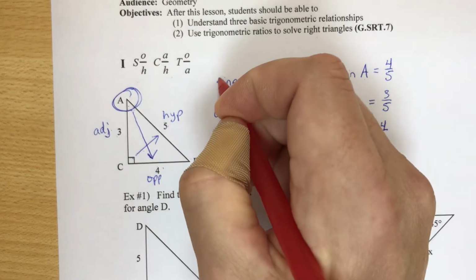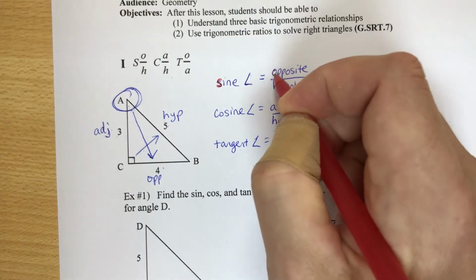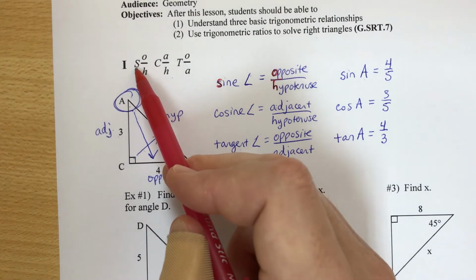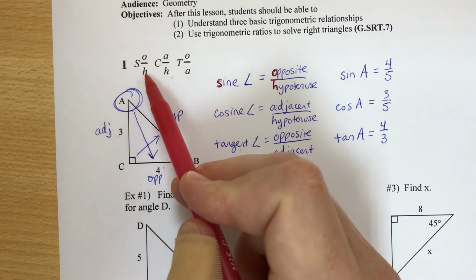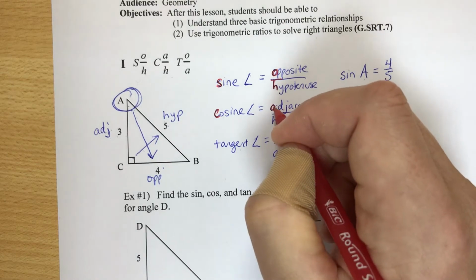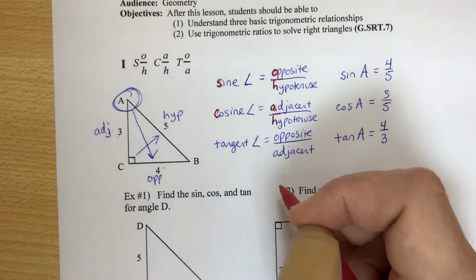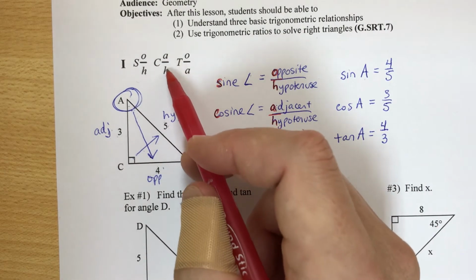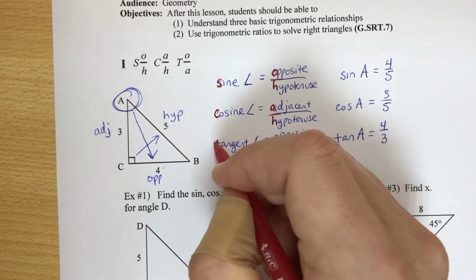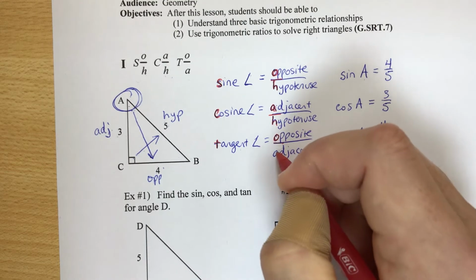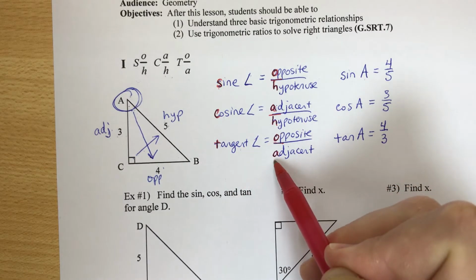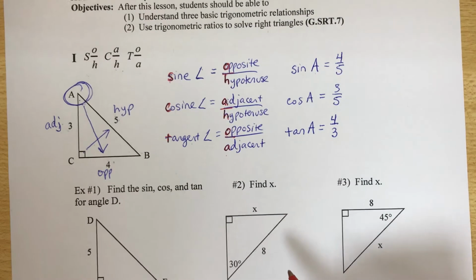S stands for sine, opposite over hypotenuse. There's your so. The sine is equal to the opposite divided by the hypotenuse. The cosine C is equal to the adjacent length divided by the length of the hypotenuse. So that's AH. Cosine is A divided by H. And then T is tangent. That's O divided by A. Tan is the opposite divided by the adjacent. So, ka, toa. Okay, that's how you can remember this.